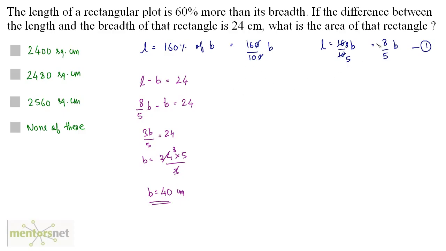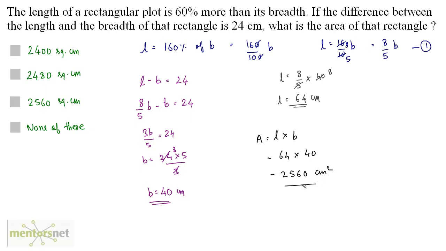Now length is equal to 8 by 5B. So L is equal to 8 by 5 times 40, and 5 8s are 40, and therefore length is equal to 8 8s are 64 centimeter. Okay, now area is equal to length into breadth, and that's 64 times 40, and that is equal to 2560 centimeters square. So the answer is option C.